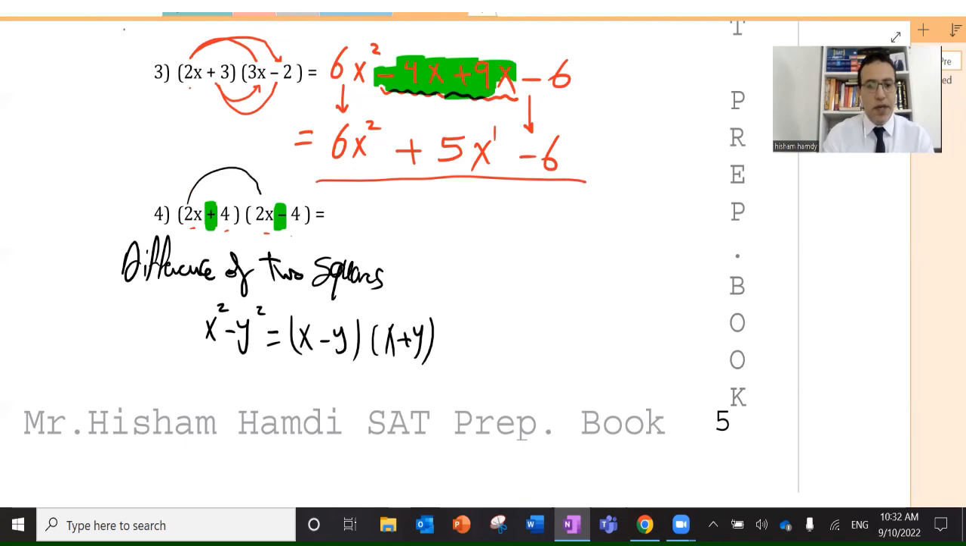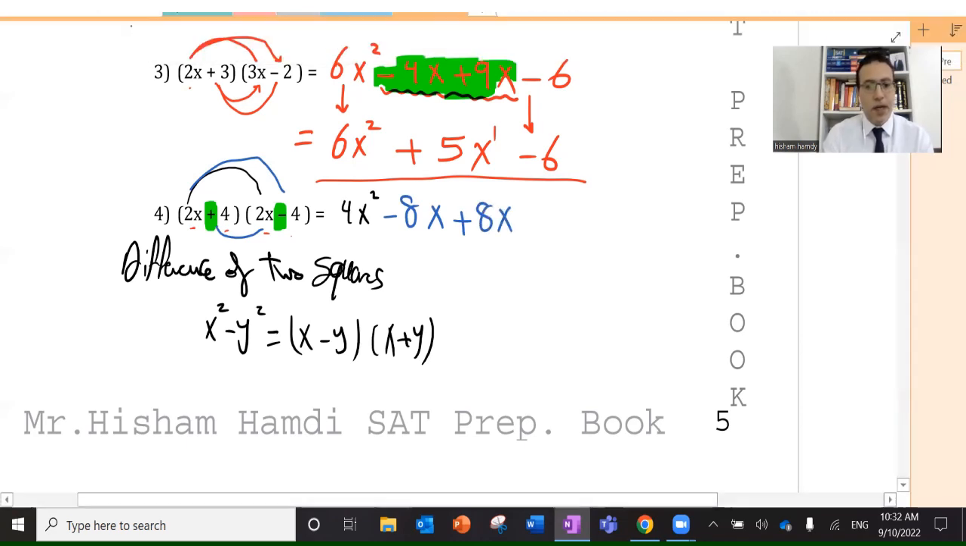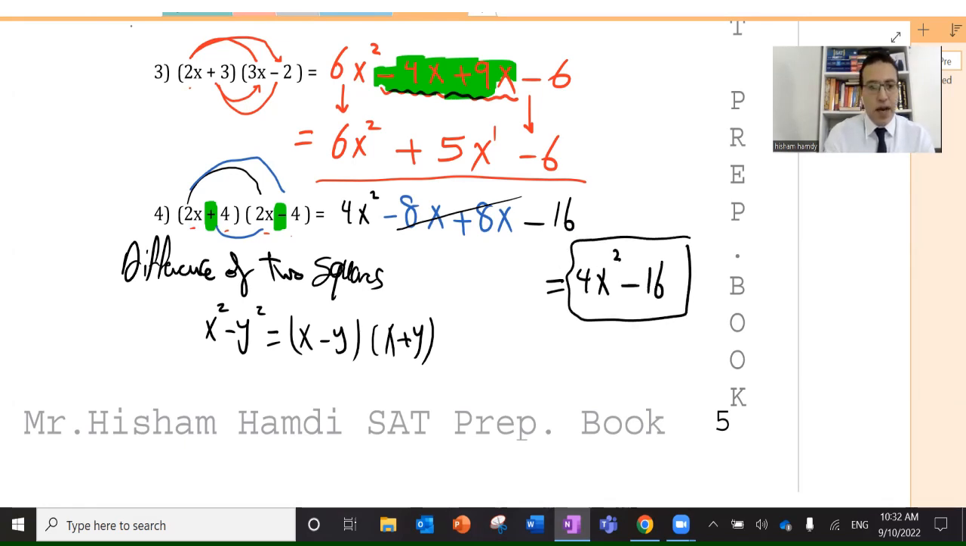So 2x multiplied by 2x is 4x squared. 2x multiplied by negative 4 is negative 8x. Positive 4 by 2x is positive 8x. And then positive 4 times negative 4 is negative 16. So we cancel these two because one is positive and one is negative. So it's 4x squared minus 16. Notice that we have two kinds of questions. The one with different signs gave me three terms. The one with the same terms but different sign in the middle, one positive and one negative, gave me two terms.